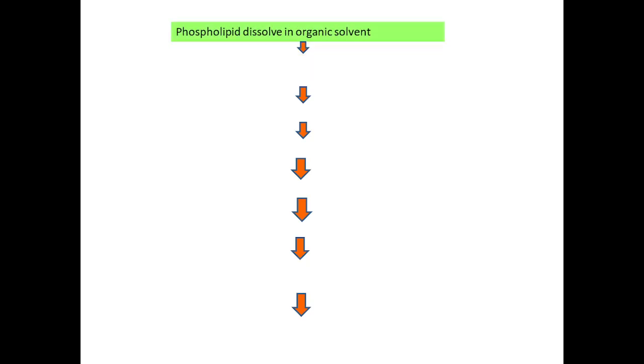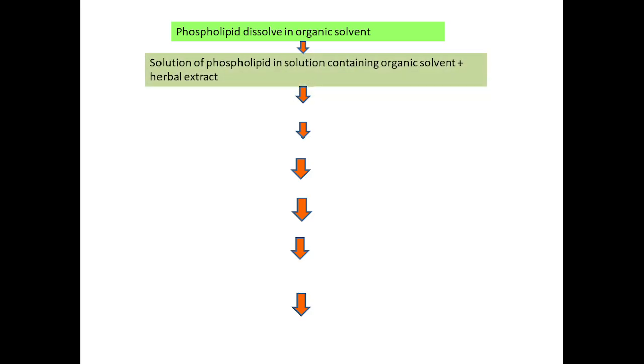Now, the first step is that phospholipid should be dissolved in an organic solvent. Second is a solution of phospholipid in a solution containing organic solvent plus herbal extract. After that, this is followed by drying or concentration of the extract or mixture.